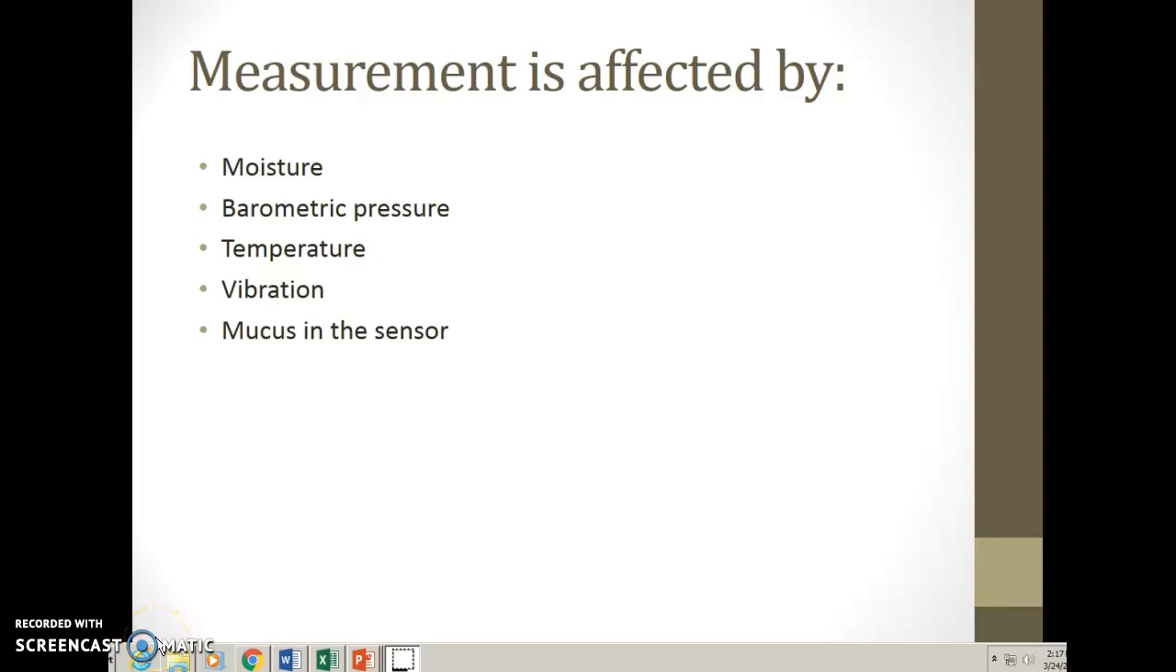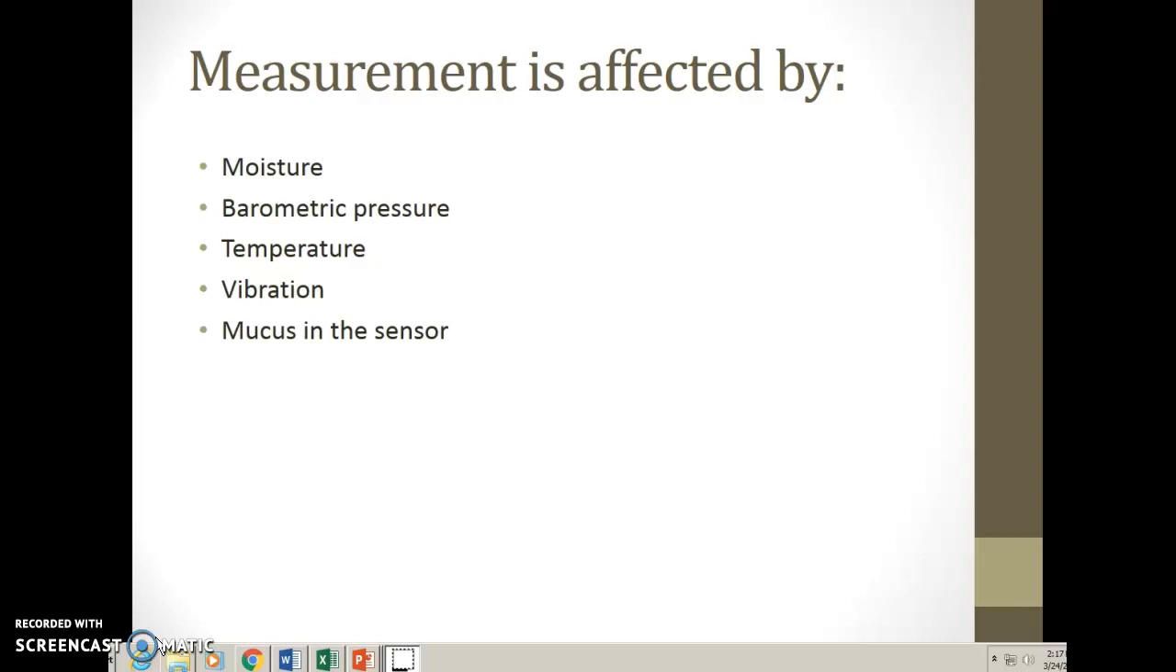Okay, we'll return to Unit 7 on capnography, and we'll talk about what the measurement is affected by. There's about 5 things that will affect the measurements of capnography. One would be moisture, so if there's any moisture in that cuvette or in that sensor, that will affect it. Barometric pressure, so just like our PiO2 calculations that we did back in semester 1, anytime you're going up or down in barometric pressure, it will affect the readings of the capnometer.